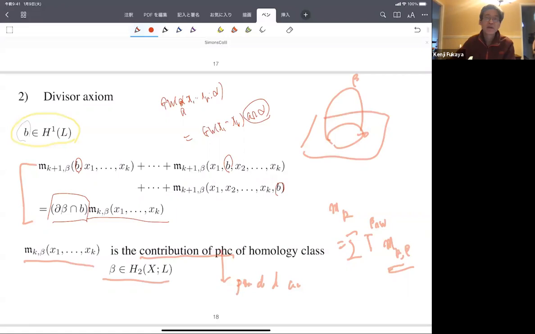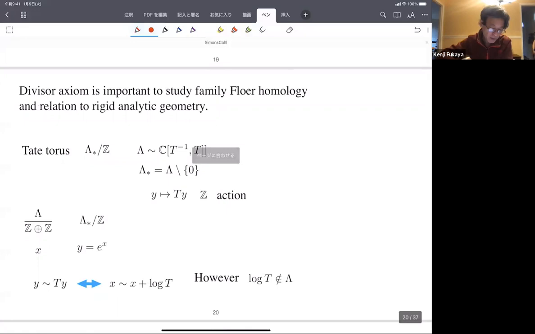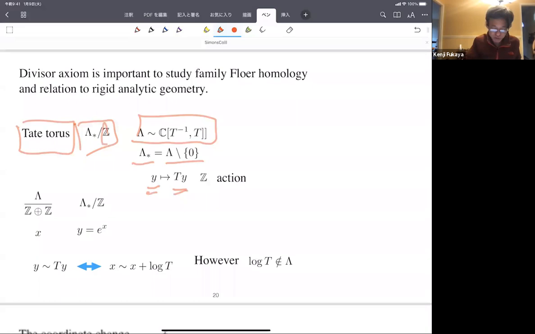That makes this divisor axiom more delicate in the Lagrangian Floer theory case. I want to mention that the divisor axiom is important to study family Floer homology and to understand the relation of this infinity family Floer homology to rigid analytic geometry. So I want to elaborate on this point. We consider this Tate torus. The Tate torus is something like Lambda star divided by the action of Z. Lambda is something like a Laurent polynomial ring. It's a Novikov ring, so you have irrational exponents, but you can just take this case, a formal Laurent power series ring. And Lambda star is just Lambda minus zero. Then we have this Z action that sends y to t times y, and this quotient is the Tate torus, which is very important in rigid geometry.